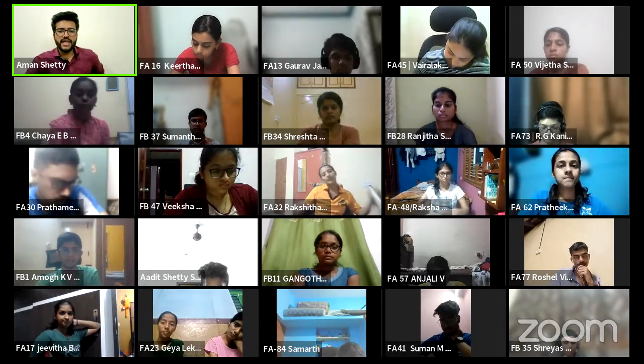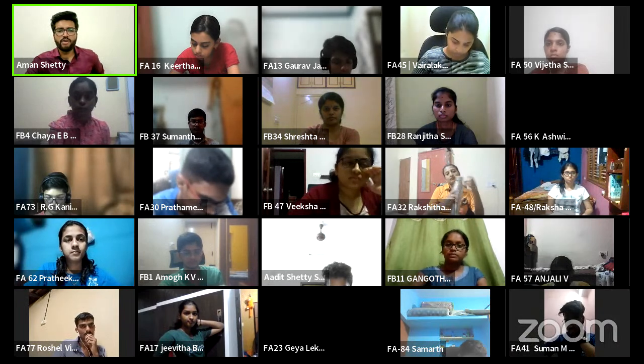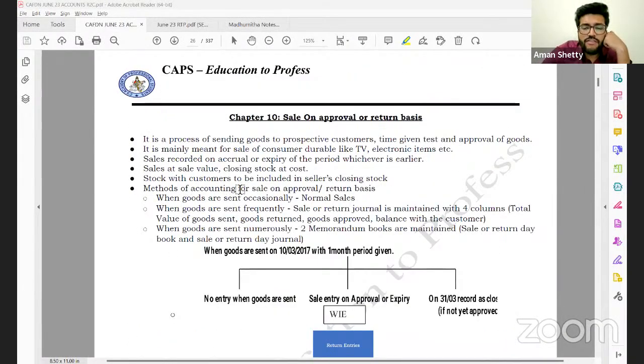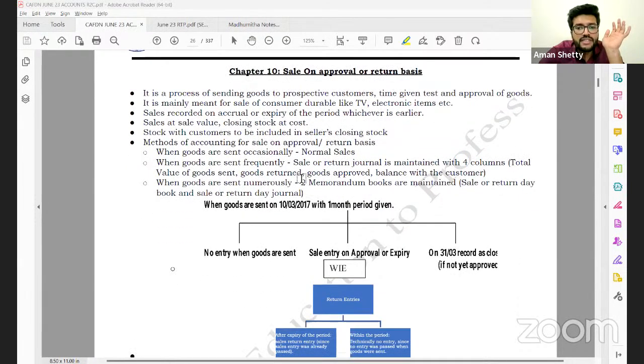Now, quickly, I'll just go through the first page. It will be easier for you to understand. See, methods of accounting for sale on approval or return basis. When goods are sent occasionally, then normal sales. All of you understood. When goods are sent frequently, sale or return journal is maintained with 4 columns. I already discussed that. When goods are sent numerously, 2 memorandum books are maintained.